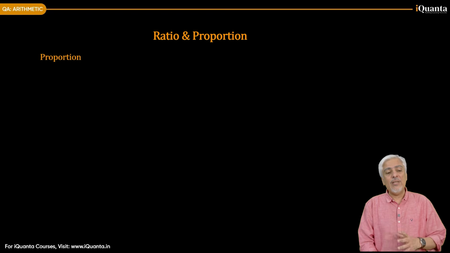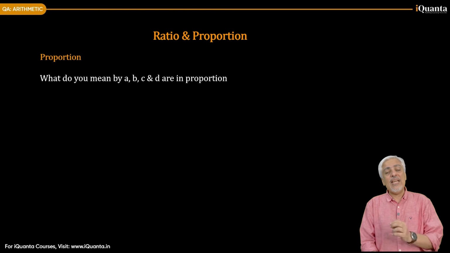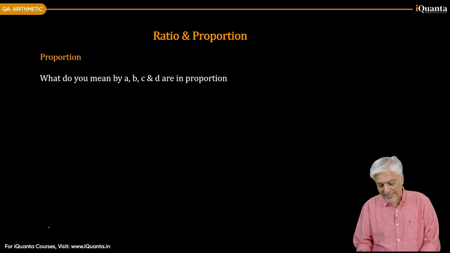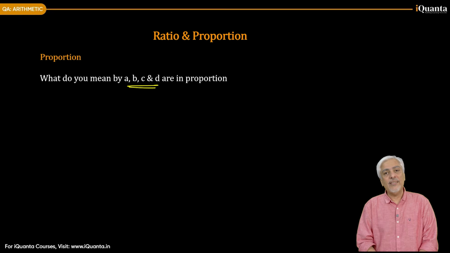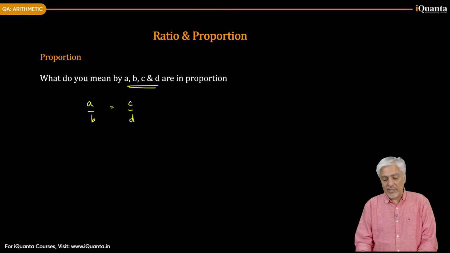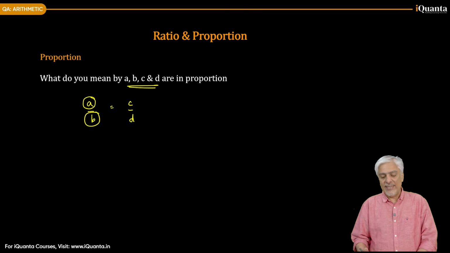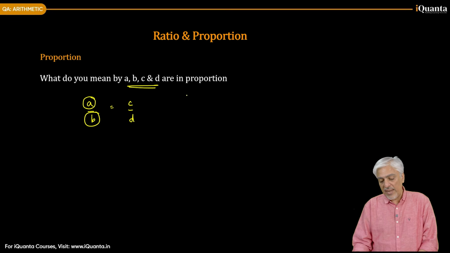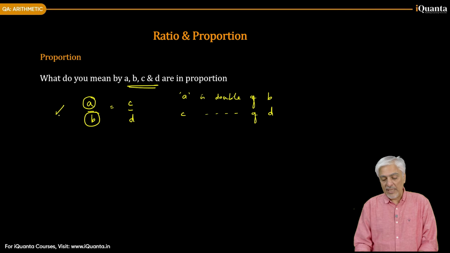What do I exactly mean when I say four terms A, B, C, D are in proportion? What does this exactly mean? When I say A, B, C, D are in proportion, it simply means A upon B is equal to C upon D. That is the meaning of A, B, C, D in proportion. That means whatever ratio A has with B, that same relation C will have with D. For example, if A is double of B, then I will know that C is also double of D. That's the meaning of proportion.